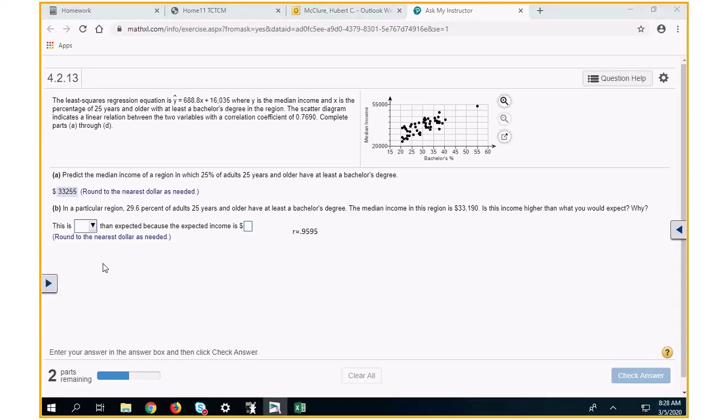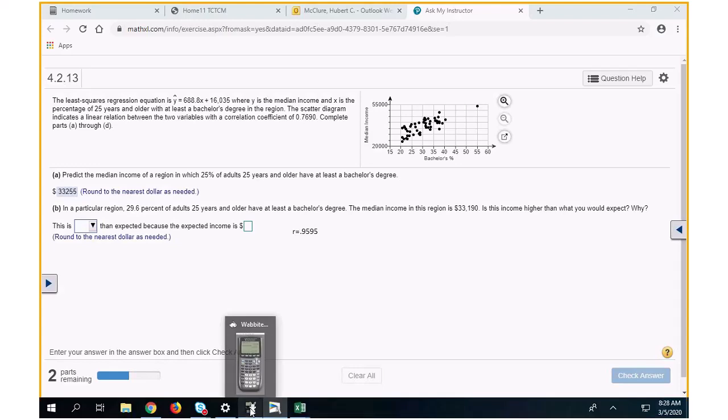In a particular region, 29.6% of adults 25 years or over have at least a bachelor's degree. The median income for this region is $33,190. Is this income higher than you would expect? Why? Well, what we're going to plug in? 29.6. Plug in 29.6. So let's go back.